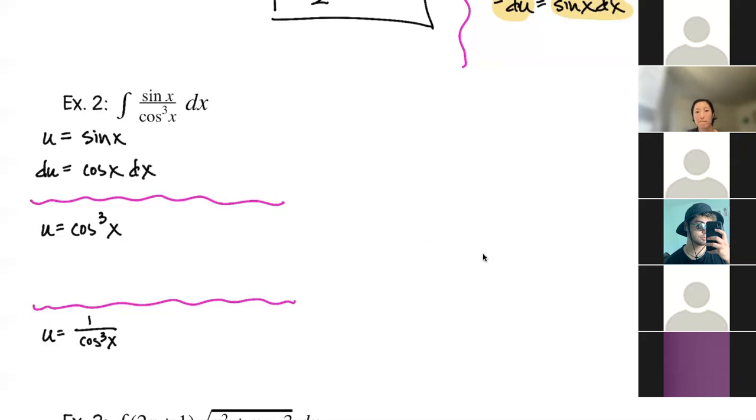Okay. Well, what if I choose the second option? What do I get for my du? Well, if this is our u though, like sine x, when I take the derivative, I get cosine x. I don't get cosine cubed when I take the derivative. No, you're fine, you're fine. I'm glad you clarified that.